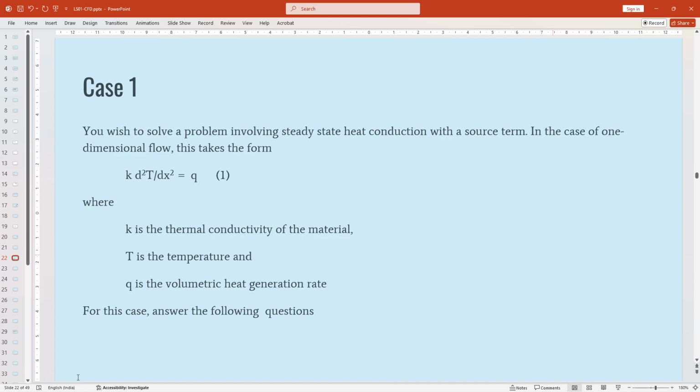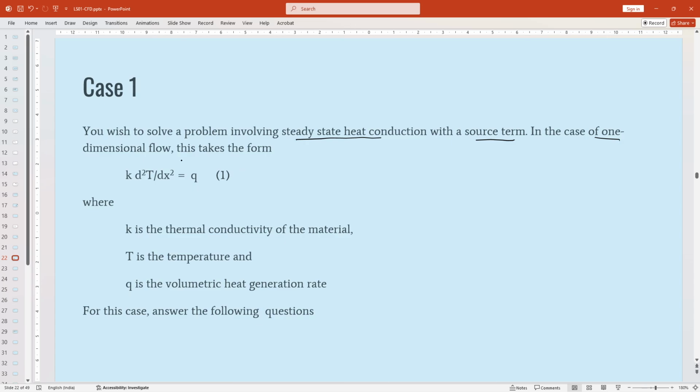Moving on to next question. So this is a case based on which multiple questions will be there. First, we will check what is the case. The case is, you wish to solve a problem involving steady state heat conduction with a source term in the case of one dimensional flow.